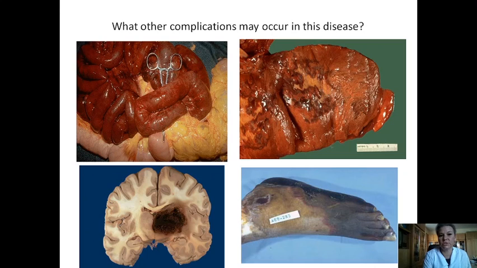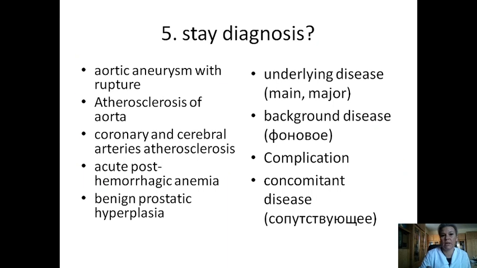You can see changes in the small intestine as a gangrene, in the lower extremities as a gangrene too, necrosis in the heart, and hemorrhages in the brain. Which other complications may occur in this disease? And please state the correct anatomical diagnosis.